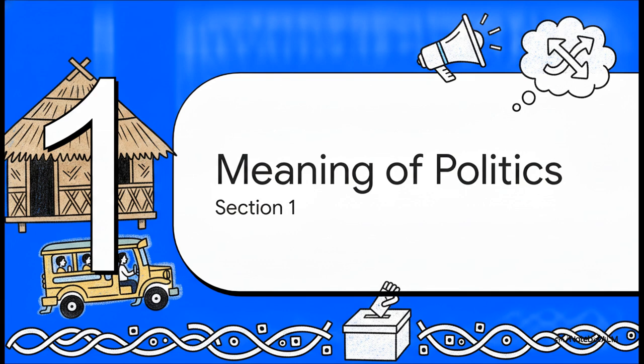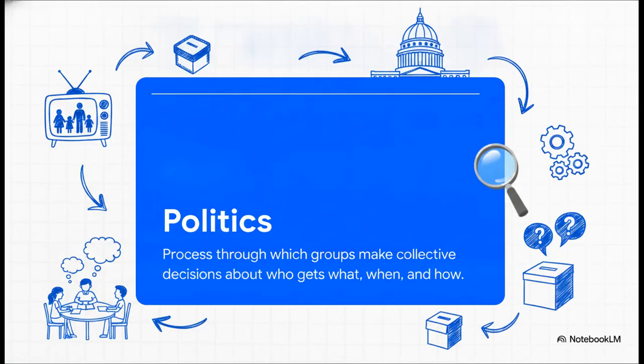The meaning of politics. Before we even get into the textbook definition here, I want you to realize something. You do not have to be a politician to be involved in politics. You actually experience it constantly. So here's your first major exam alert. Politics is defined as the process through which groups make collective decisions about who gets what, when, and how. I really want you to remember that politics isn't just this distant thing that happens in Congress or Malacanang. It happens literally anywhere people have to decide things together.